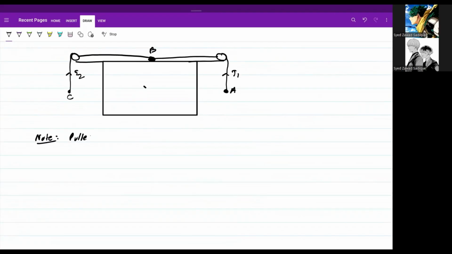Note: pulley questions are very question paper specific.